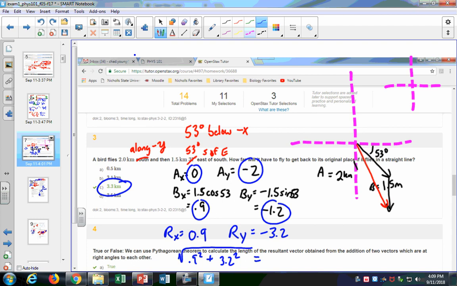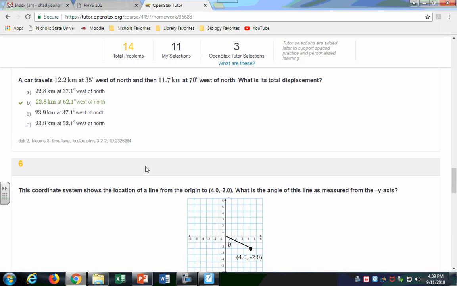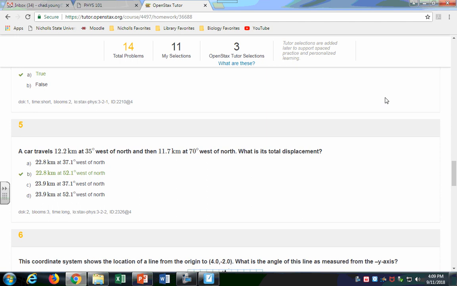Other than that, the only other question I have is number 5. Okay, let's take a look. Number 5 is very similar to number 3. If you can do number 3, number 5 is practically the same. I wouldn't give you cardinal directions. There's no west, north, south, east on the test. It's all measured from the positive or the negative x-axis.